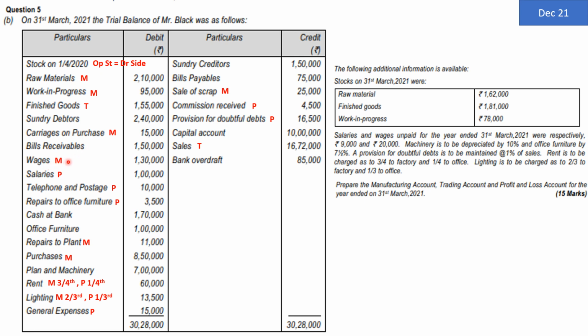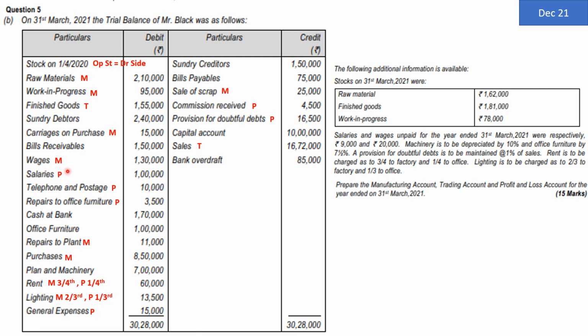Wages, manufacturing account. Simple rule, please keep in mind, anything coming on debit side of trial balance will go to debit side of some or other account, and anything coming on credit side of trial balance will be going to some or other account credit side. So which side is very simple. If it is debit side of trial balance, then some or other account debit side. If it is credit side of trial balance, some or other account credit side. Only thing is now in which account we are required to record it. That's what we are going to decide.